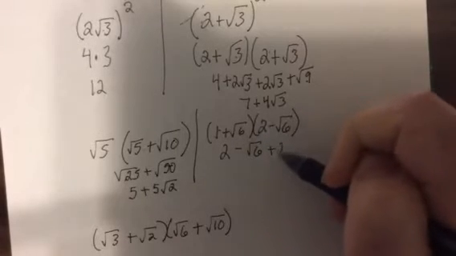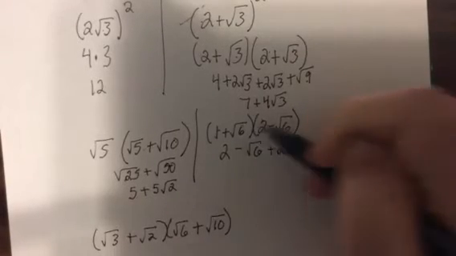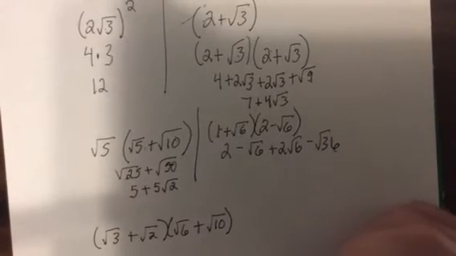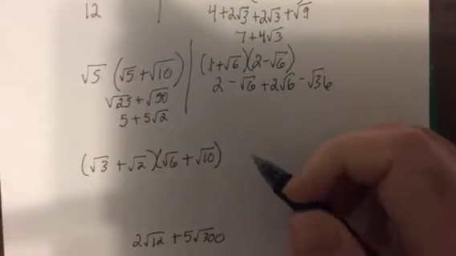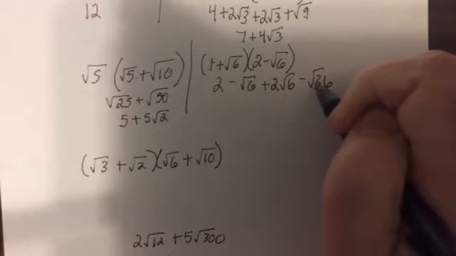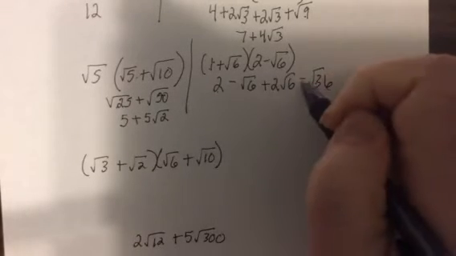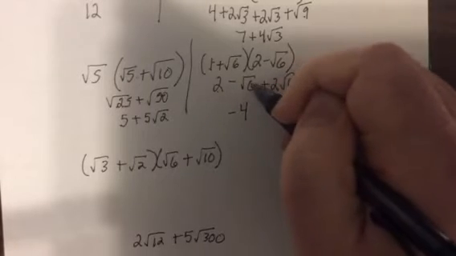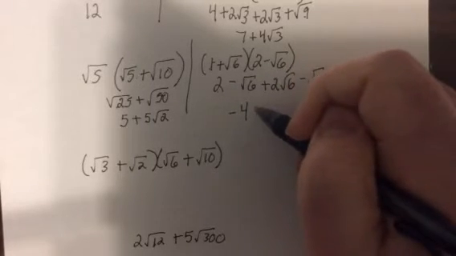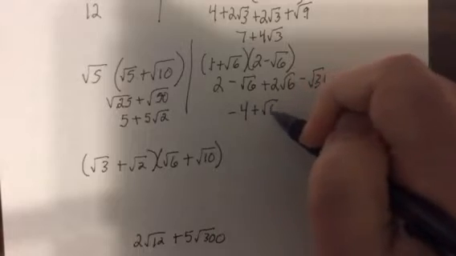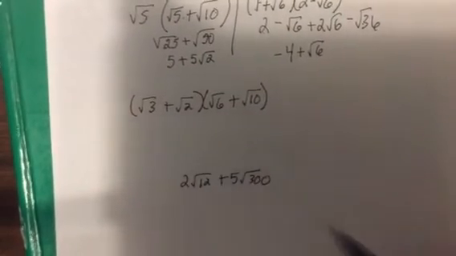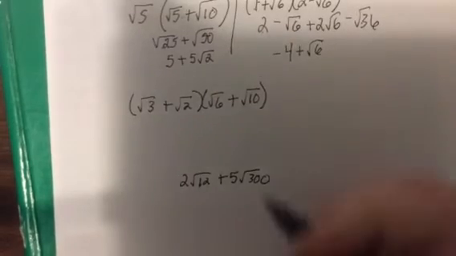2 square root of 6. And minus square root of 36. Woohoo. So square root of 36 is 6. 2 minus 6 is -4, and minus square root of 6 plus 2 square root of 6 would be plus 1 square root of 6, or square root of 6. I have 2 more for you to do, and then turn me back on.